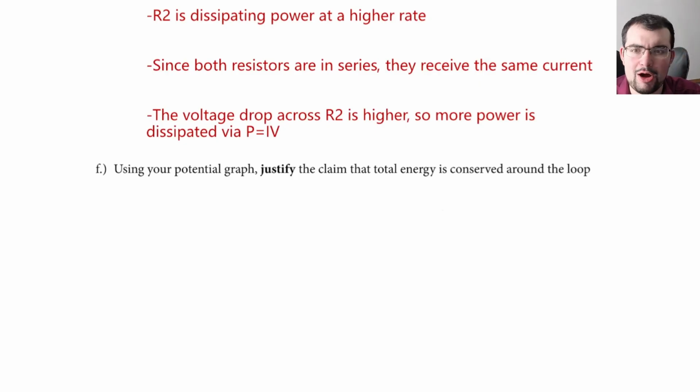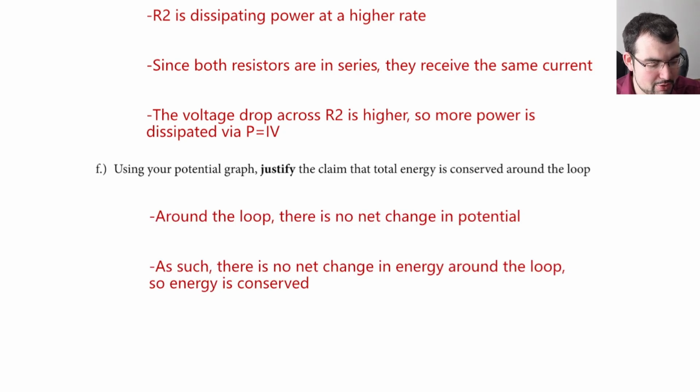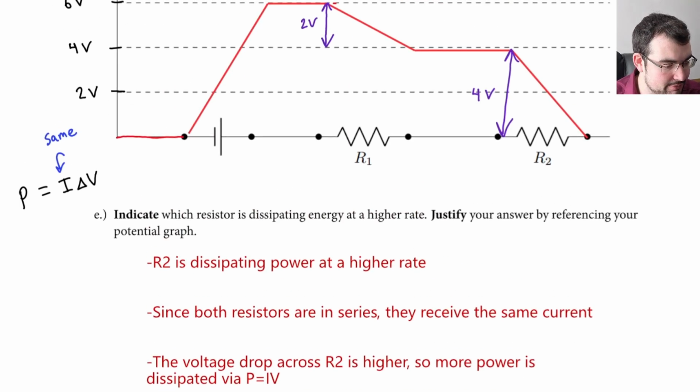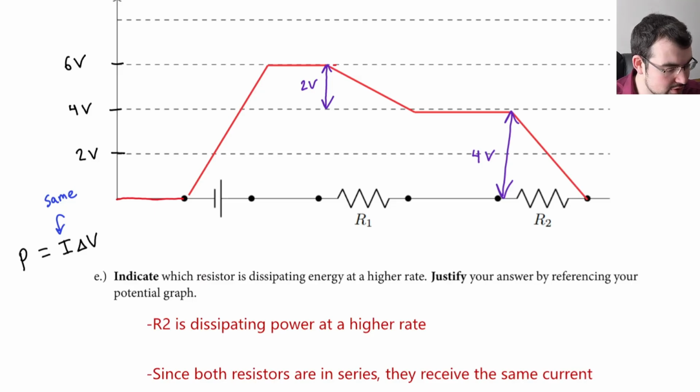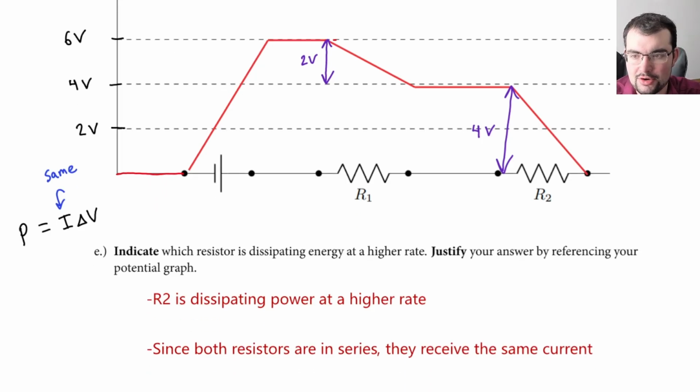So this is an input-output situation. Notice that around the loop, there's no net change in potential. So this means there's no net change in potential energy around the loop. So energy is conserved. And you can relate this to the mechanics idea of a conservative force. No net work is done on a closed loop if you have a conservative force. Same idea here. So the loop idea being closed and there's no net energy change, that is how we are encoding energy conservation. So that's known as the loop rule.